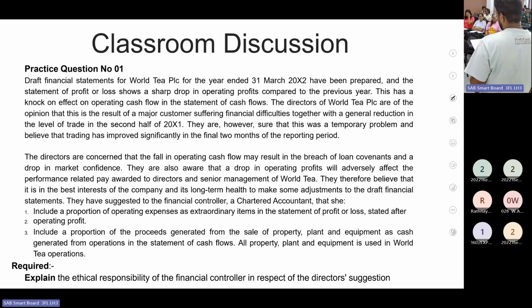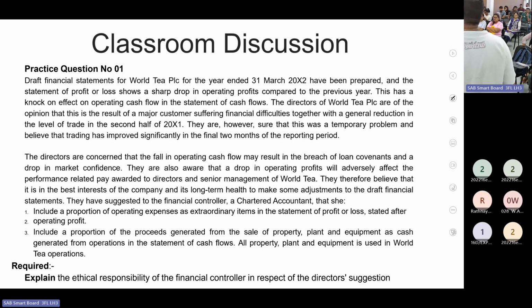The issue identified is that falling cash flow may result in a breach of loan covenants and a drop in market confidence, and also the making of adjustments to the draft financial statements. Ethical threats are self-interest and intimidation. Fundamental principles are integrity, competence, and objectivity. So you need to explain how the ethical threats are right. You mentioned the two ethical threats: self-interest and intimidation. How is that right?